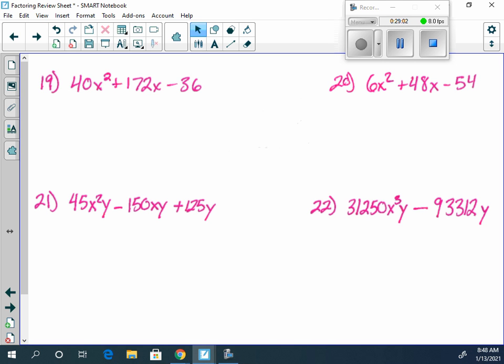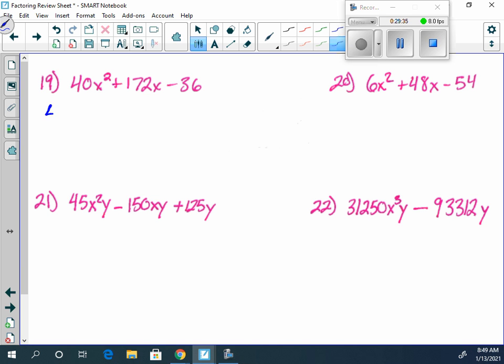Questions on 19 through 22. 19. So we look at 19. Is there a greatest common factor between all three terms? There is, because they all end in an even number, so it is divisible by at least 2. But it's not just divisible by 2, it's actually divisible by 4. 4 will definitely go into all three terms.